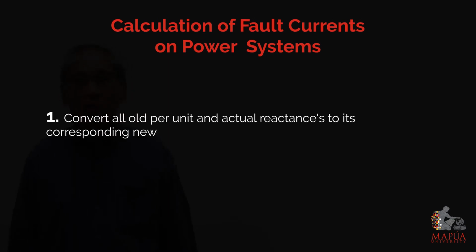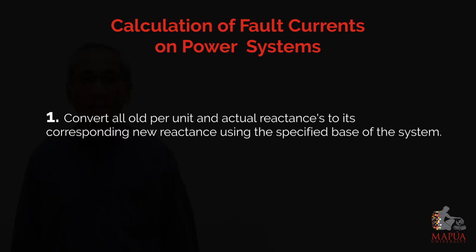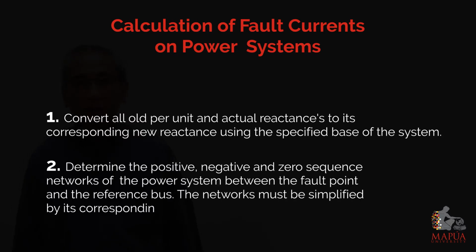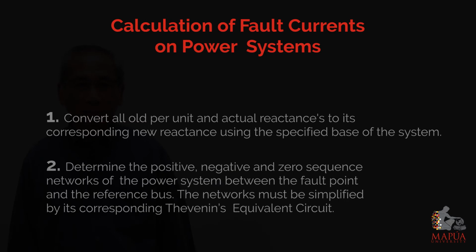First, convert all old per unit and actual reactances to their corresponding new reactances using the specified base of the system. Second, determine the positive, negative, and zero sequence networks of the power system between the fault point and the reference bus. The networks must be simplified by their corresponding Thevenin's equivalent circuits.